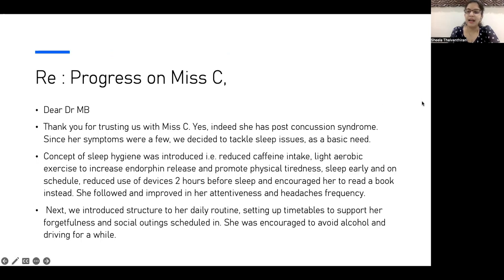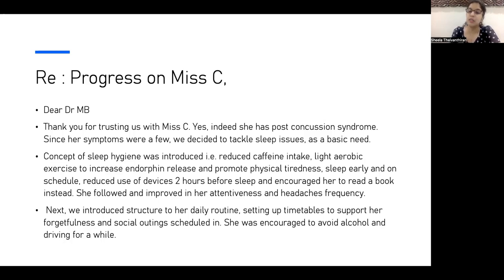So I replied, after dealing with Miss C, we managed her according to what we discussed throughout this lecture. So you can see our response to Dr. MB. So thank you for trusting us with Miss C. Yes, indeed, she has post-concussion syndrome. Why? She has more than those 3 symptoms that were defined by ICD-10. Okay, symptoms were quite a few.